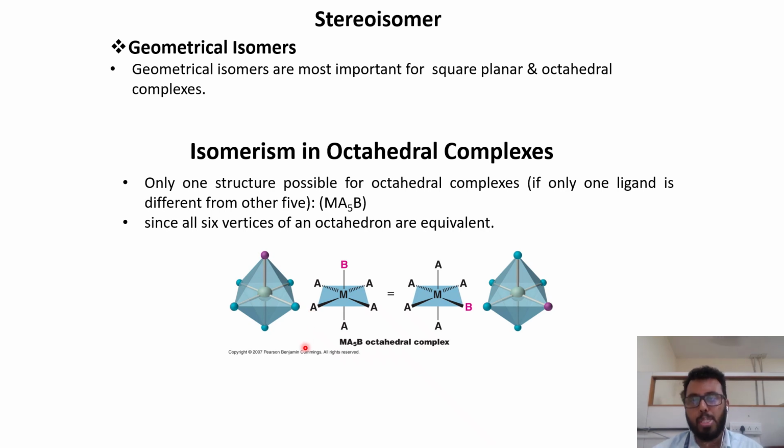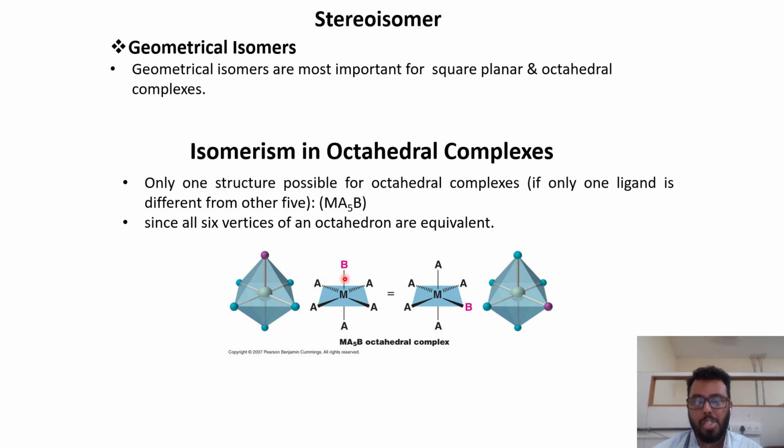Only one structure is possible for an octahedral complex when one of the ligands is different from the others. This is the general formula MA6, but instead of the sixth A ligand, you are replacing it with B. So one of the ligands is different from the other 5. All 6 vertices of an octahedron are equal. Look here, the cyan ones represent the A atom. So 4 A atoms are present in the plane. The fifth atom is present below the plane, whereas the one atom that is different from A is represented with the purple color, that is B.